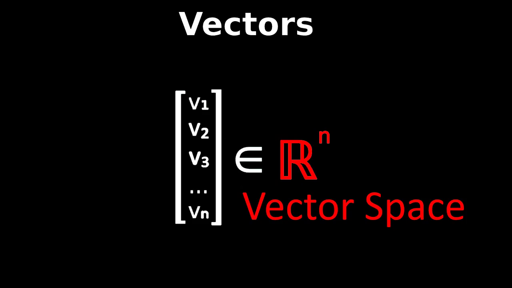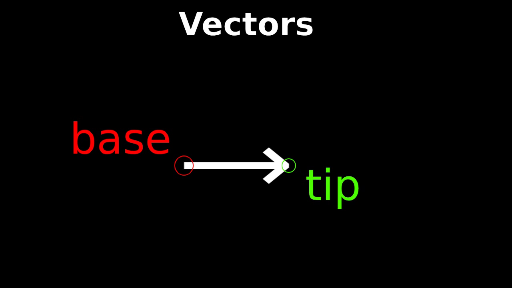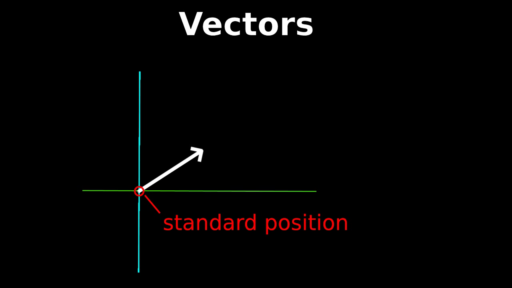In order to understand vectors more intuitively, we often represent them using arrows. The bottom of the arrow is called the base. The other end is called the tip. When representing vectors this way, we usually draw them in what's called standard position, which means the base of the arrow is at the origin, where all of the axes come together.